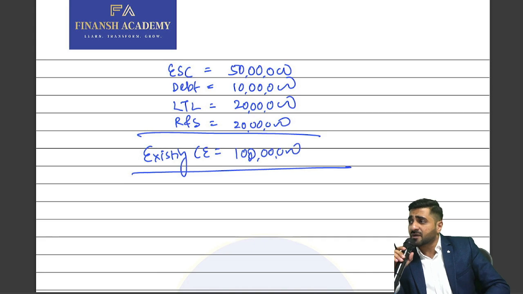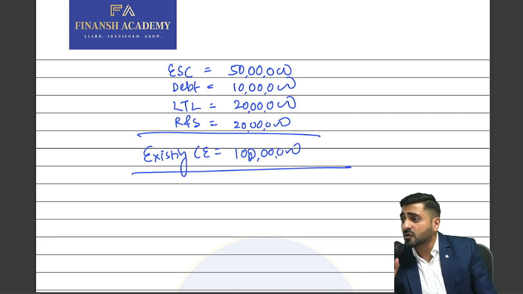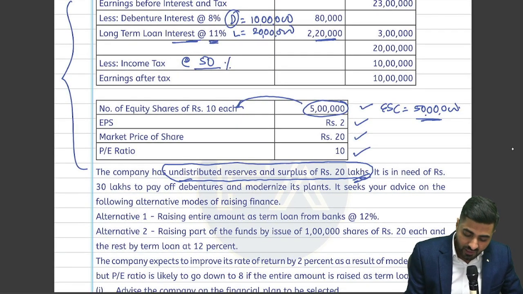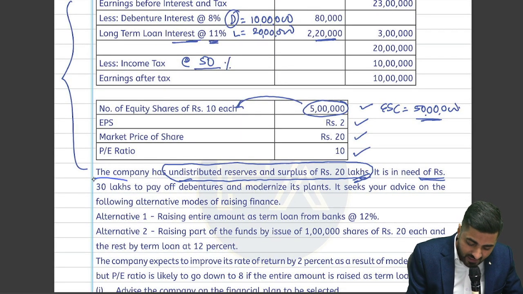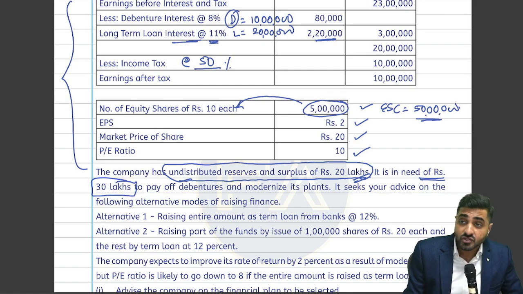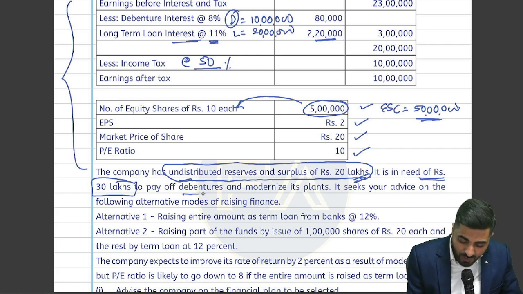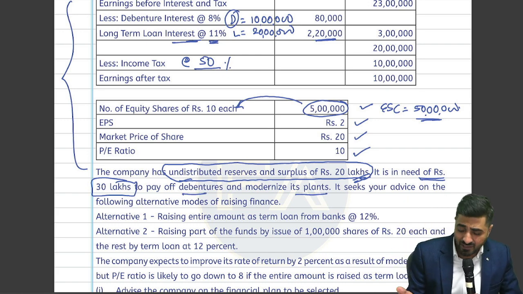Is it necessary that the company will always operate at the existing level? Can the company need further funds also? Yes or no? Yes, sir. Look here, it is in need of rupees 30 lakhs. How much amount do you need? 30 lakhs. And this is to pay off the debentures and modernize its plants.